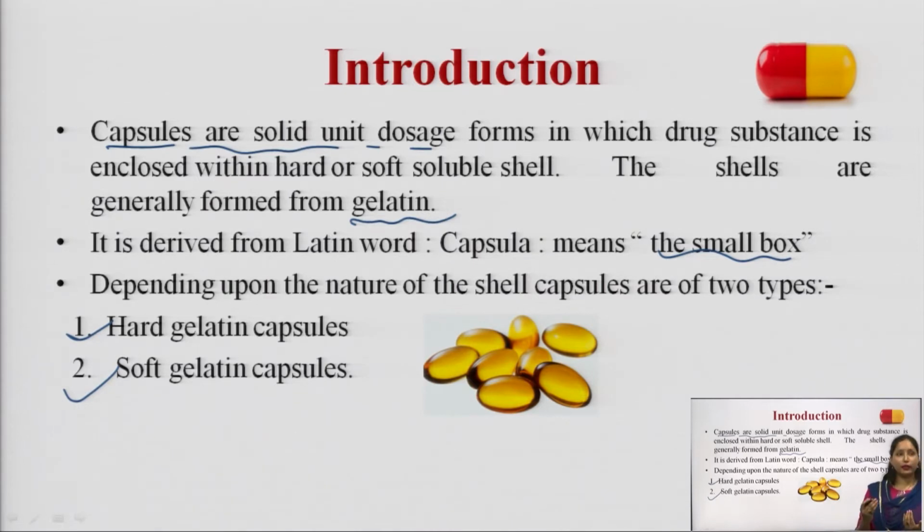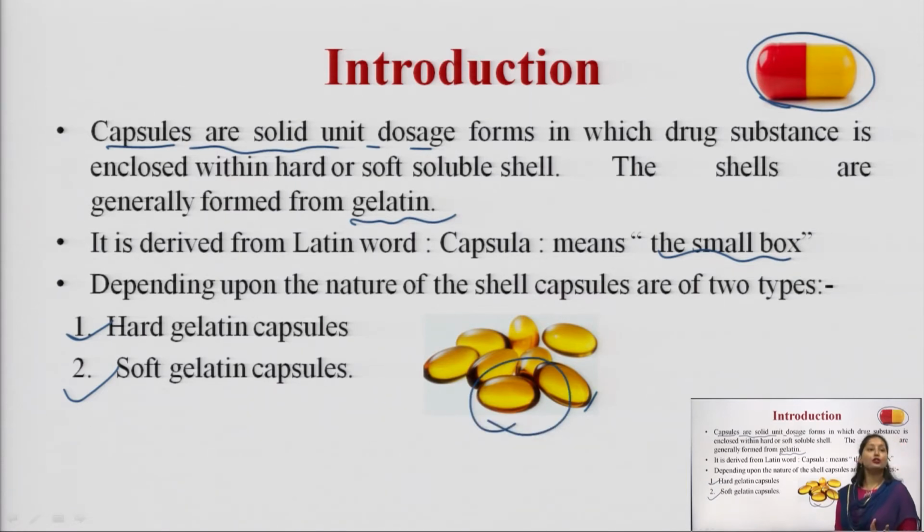The basic difference in appearance between the hard gelatin and the soft gelatin capsule is their shell. For hard gelatin capsule, the outer capsule shell is hard in nature, and in soft gelatin capsule the outer shell of the capsule is soft in nature. And this flexibility and rigidity of the capsule shell is due to the variation in the concentration of the plasticizer.